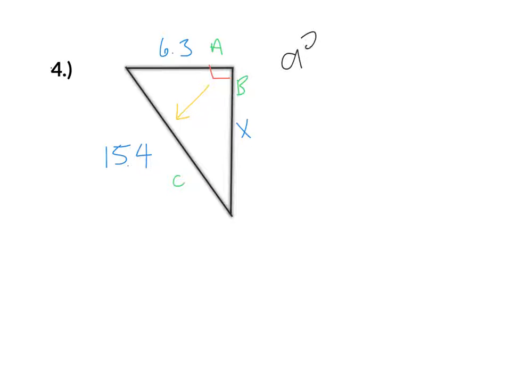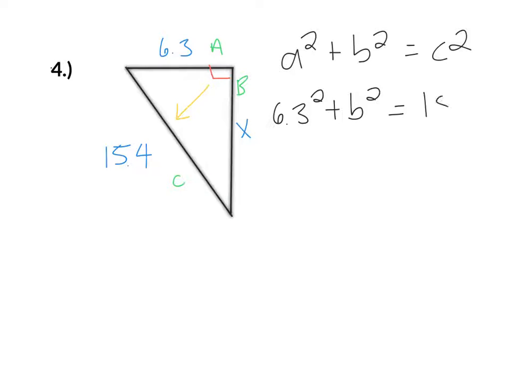So we always start, like we've done everything else, with the Pythagorean theorem, a squared plus b squared equals c squared, and I plug in for what I know. I know that side A is 6.3, and I put that 6.3 squared. We don't know what B is here, and I know side C is 15.4, and I put 15.4 squared. We need to always simplify, so we need to figure out, well, what is 6.3 squared? And it is 39.69. We don't know what B is, so we keep B squared the same. And 15.4 squared equals 237.16.